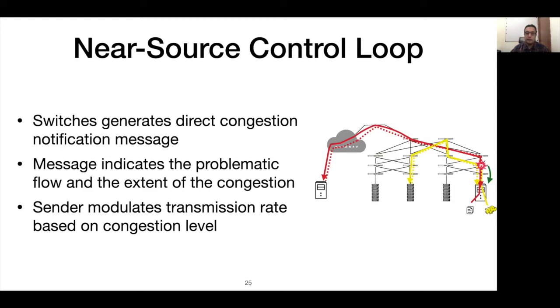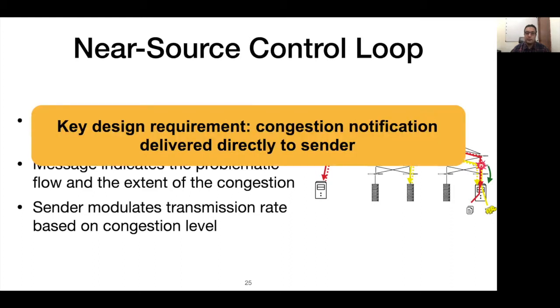Its key requirement is that the congestion feedback has to be delivered directly from the bottleneck switch to the traffic source. You can probably think of many ways to realize this design. For example, the near source control loop can behave like HPCC if telemetry information is delivered directly from the bottleneck switch to the traffic source.